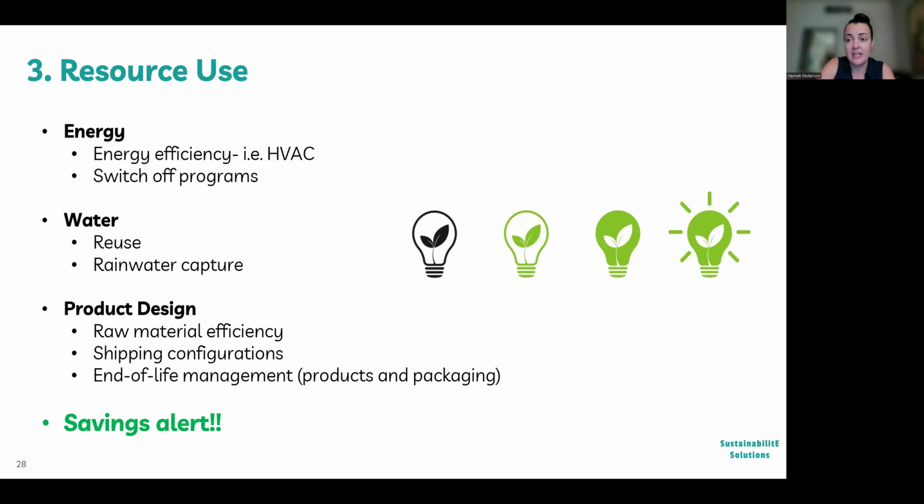Simple optimization projects like HVAC can make a very big difference, switching out your lighting, and even switch off programs. A lot of employees want to get engaged in a green team, and something like a switch off program is a great thing for interested folks to champion, because depending on the rest of your profile, just turning off equipment, turning off lights at the end of the day could save you 3 to 5% on your annual energy bills.